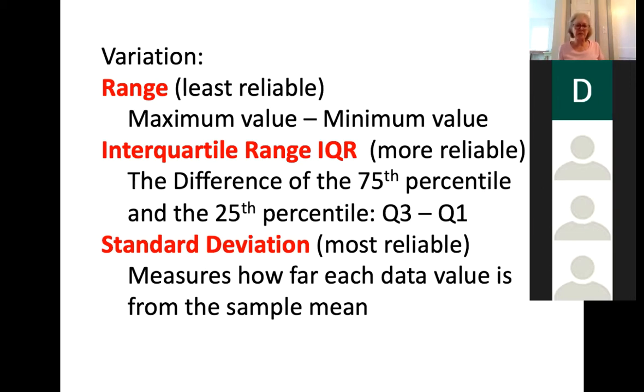Better than that is something called the interquartile range. We'll have to talk about that in a moment. It measures the difference between the 75th and the 25th percentile. It focuses on the center of the data, but ignores the edges. The most reliable and the hardest to calculate by hand, essentially almost impossible to calculate by hand, is the standard deviation. It takes into account every single data value.